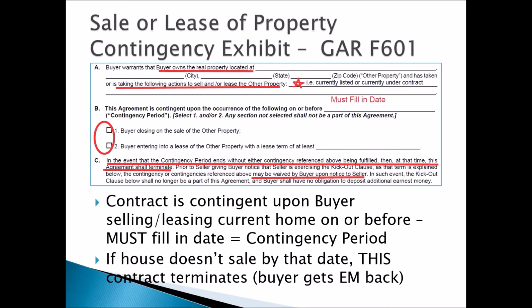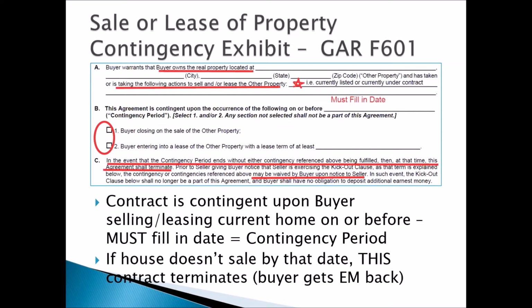Now, look at paragraph C. This is very important. In the event this contingency period ends without the contingency reference above being fulfilled, in other words, the buyer doesn't sell their property or they don't get a fully executed lease, then at that time, this agreement to buy the new home shall terminate. So if the buyer has this contingency exhibit and the buyer does not sell their current home, the contract for the new home automatically terminates and the buyer's earnest money will be protected because they did not meet the contingency in the time frame that the buyer and seller agreed upon.